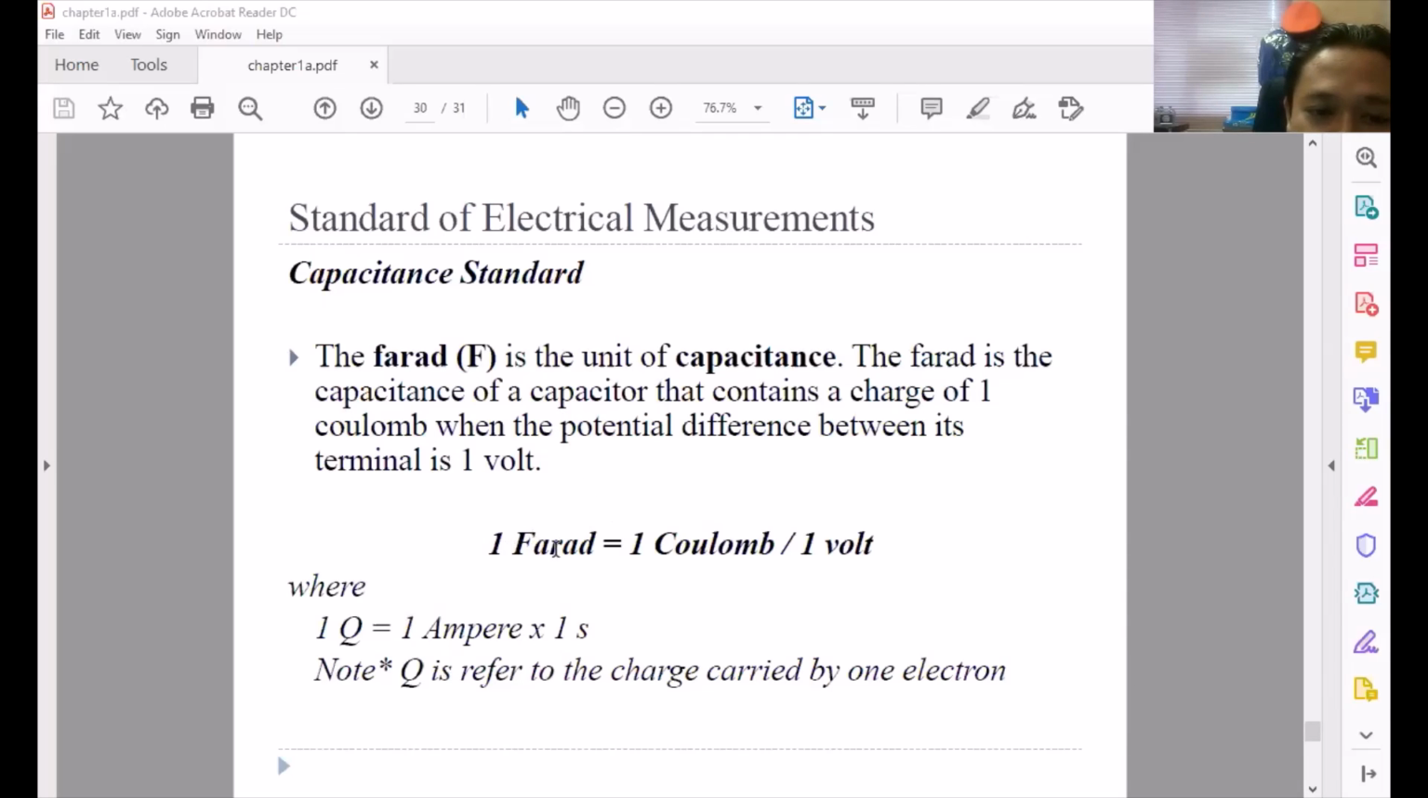For example, 1 farad equals 1 coulomb per 1 volt. That is the definition of capacitance. A capacitor has a capacitance of 1 farad when it contains a charge of 1 coulomb and the potential difference between its terminals is 1 volt. That's what we call the capacitance of the capacitor.